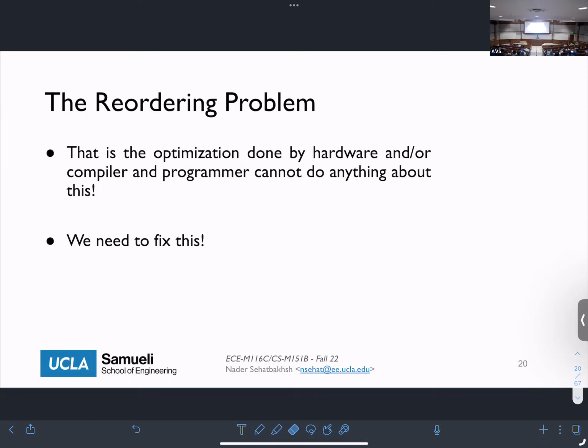So we need to fix this one first. For the second one, it's on the programmer to either fix it, or we can provide some tools in the hardware for the programmer, but the programmer still needs to use those tools. I'll talk about that as well. All right? Any questions so far?